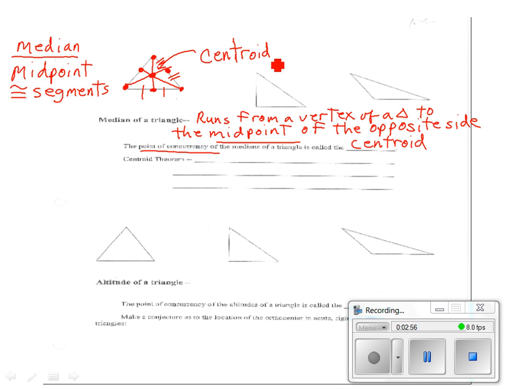So another word that goes along with median is centroid. If you hear centroid, then you should think of midpoints, congruent segments, and medians. Any of those words, they all go together. They're all one group.